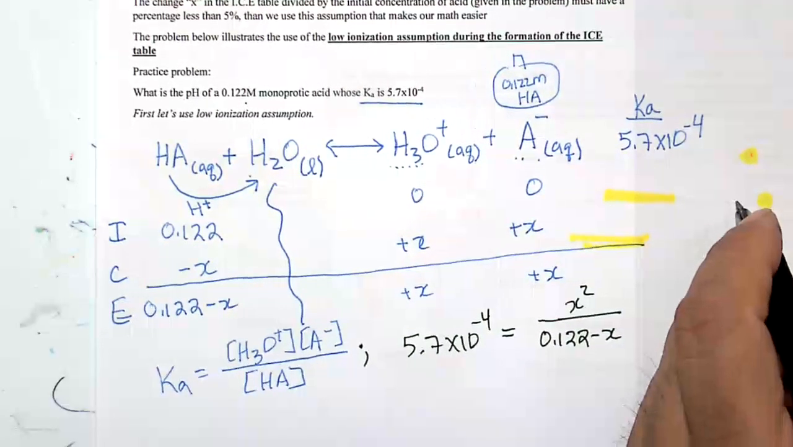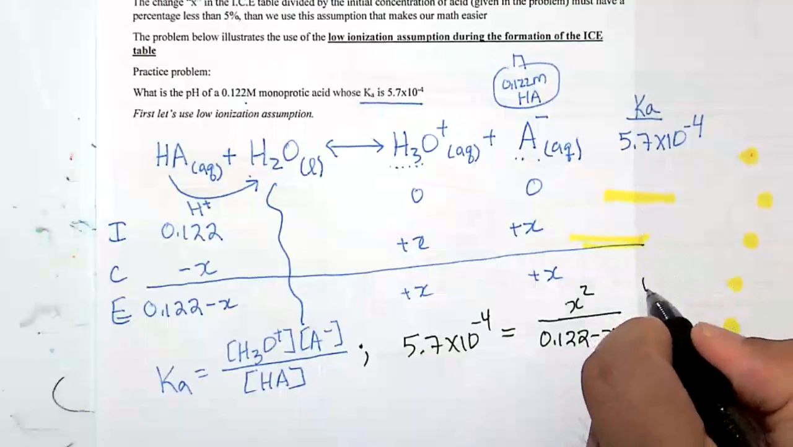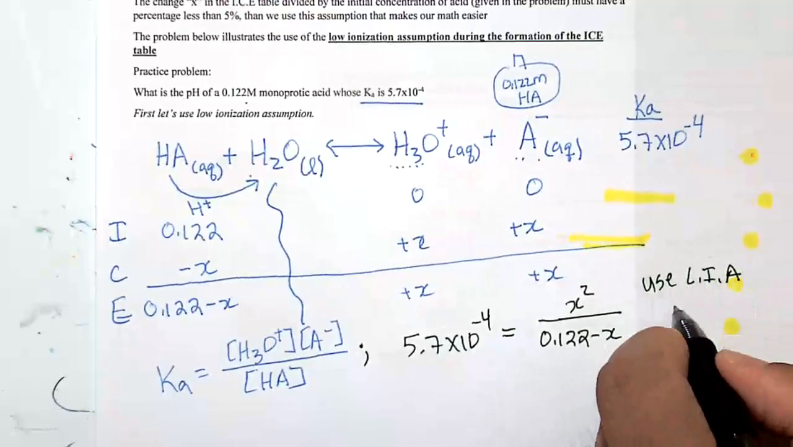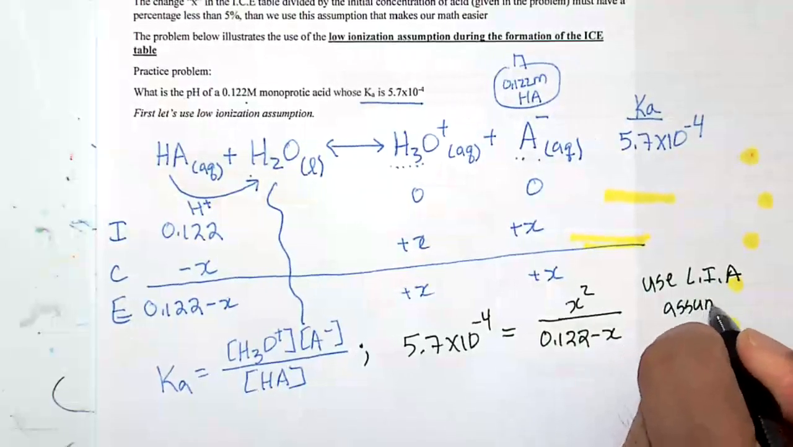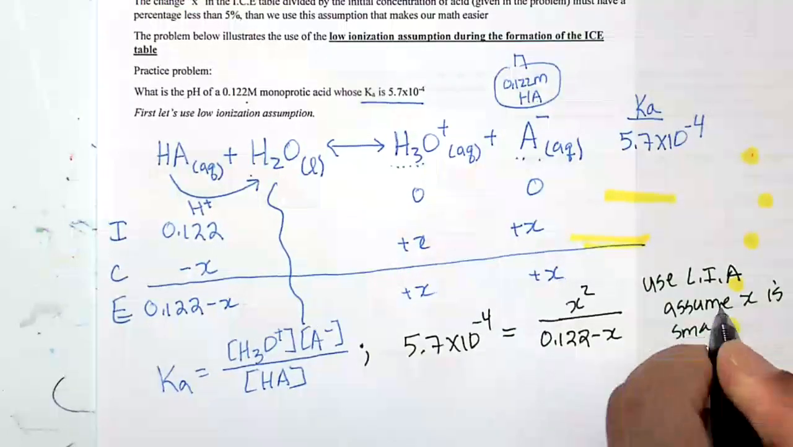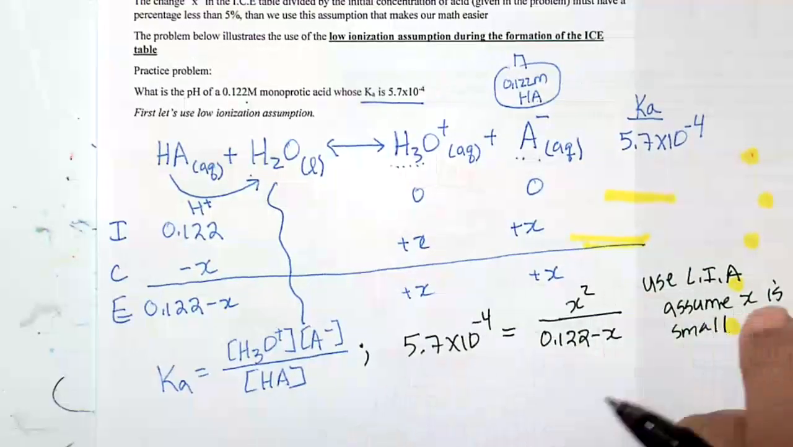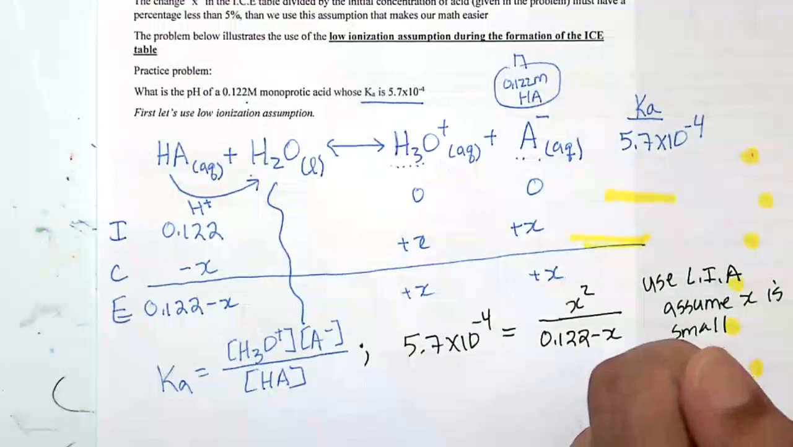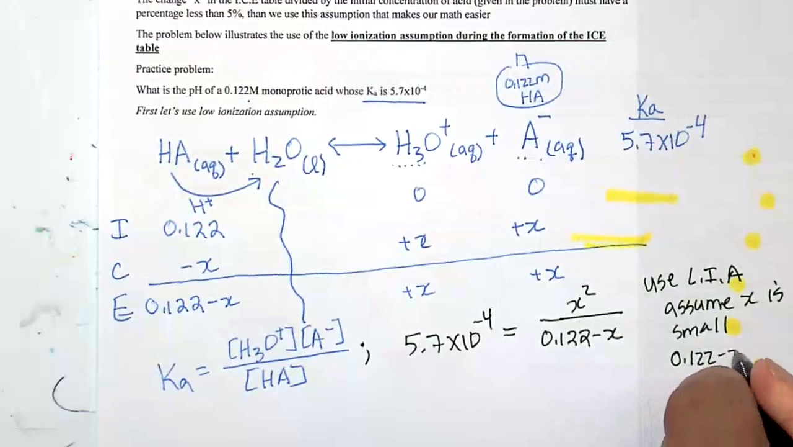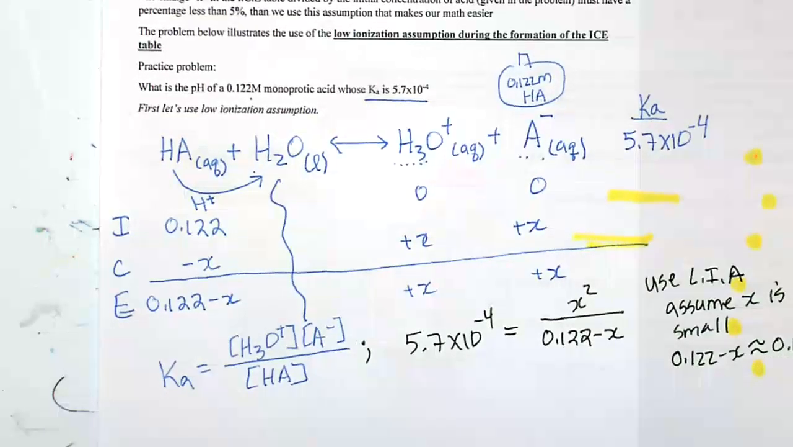So now this is what you'll do on your test or an exam. We're going to assume X is small. This is called the low ionization assumption. Assume X is small. That means very little goes in the forward direction. The threshold is 5%. If it's over 5%, this assumption fails. So assume X is small, so 0.122 minus X is about 0.122.